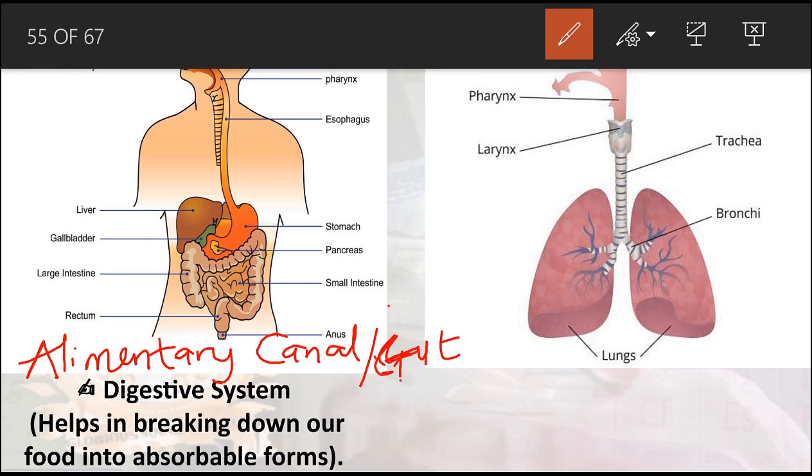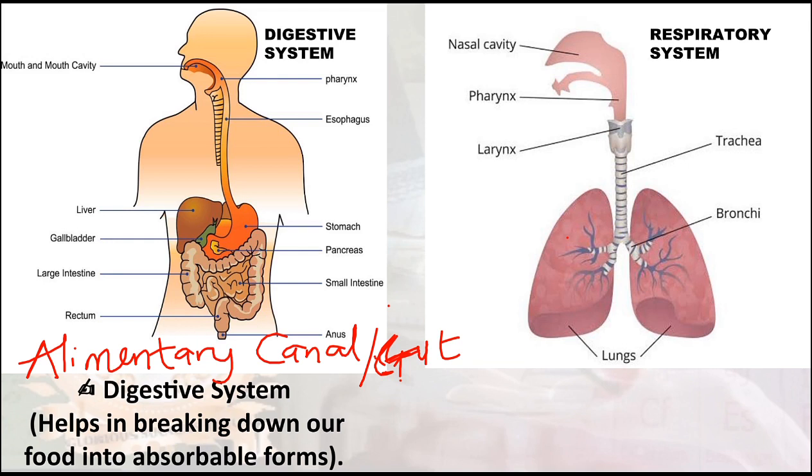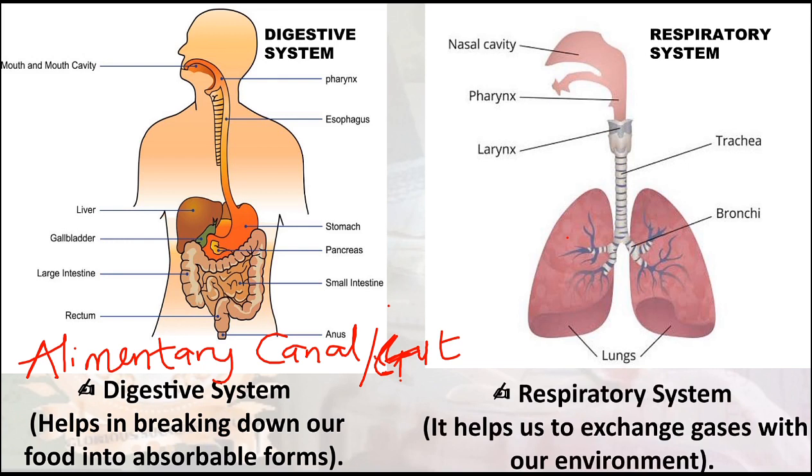G-U-T. So that's the system that is responsible for the breaking down of our food into smaller molecules or absorbable form for our body nutrient. Now, without wasting our time, let's go to the respiratory system. The respiratory system is responsible for the exchange of gases with our environment when we are breathing.